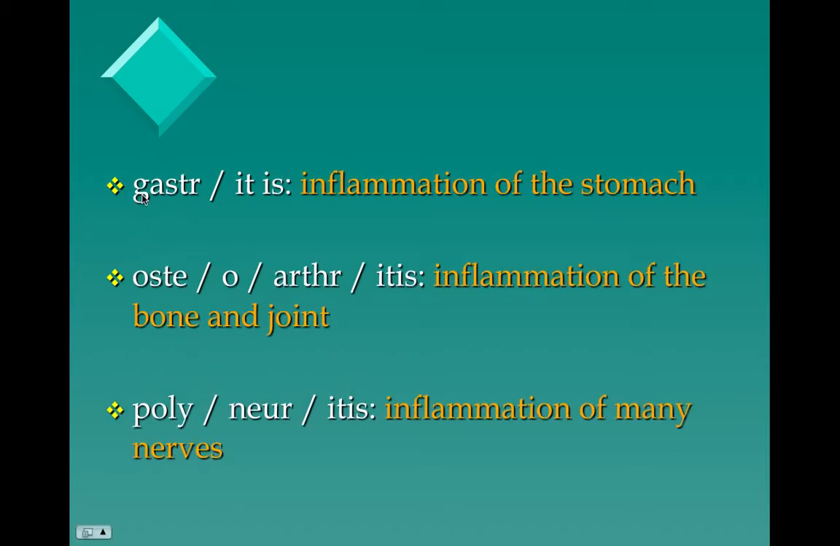Okay, gastro is stomach, itis is inflammation, so it's the inflammation of the stomach. Osteoarthritis: remember itis is inflammation, of the bone and the joint. Okay, itis again is inflammation. Poly means many, neur means nerve, so inflammation of many nerves.